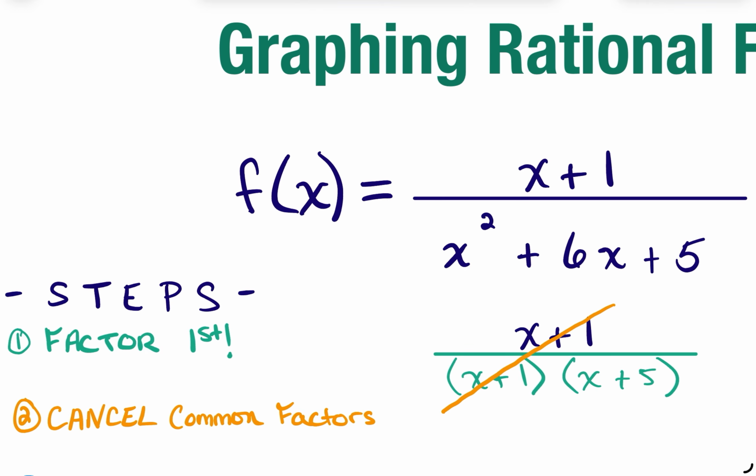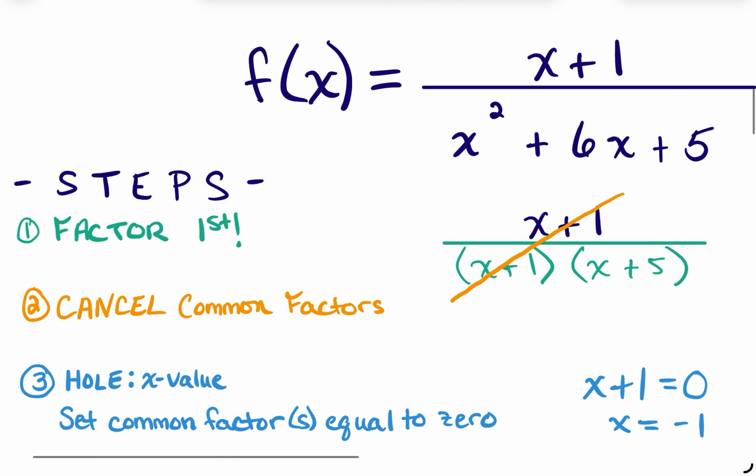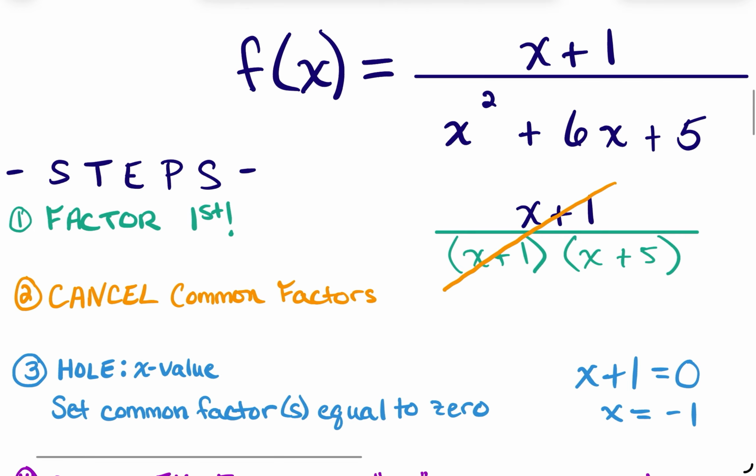So that is x plus 1. So we slash the trash, and then we are going to go straight to our hole. Some teachers do this differently. I like to do my hole because I'm thinking about my hole right now when I cancel my common factor, because my x value for my hole comes from that common factor. So I'm going to set that common factor of x plus 1 equal to 0, and then I'm going to subtract 1 from both sides, so I get my x value for my hole as -1.